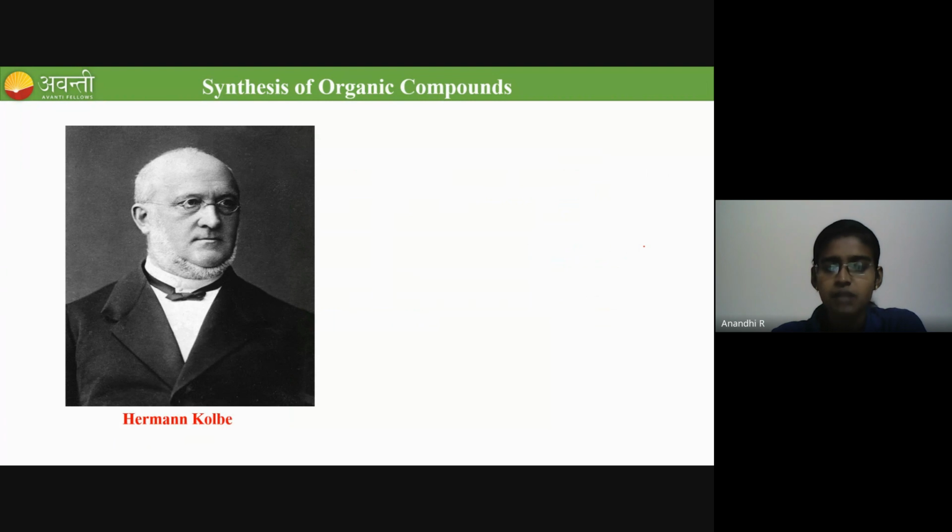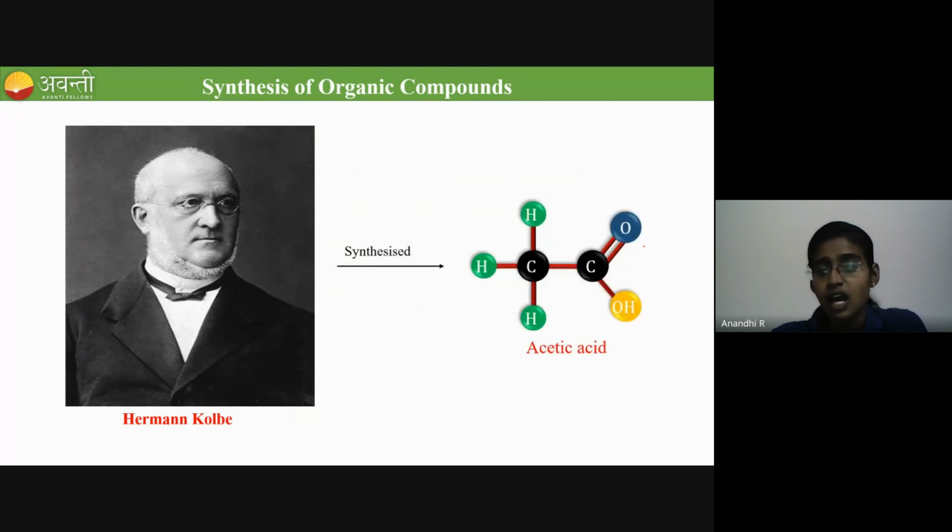Thirdly, one person came. His name is Hermann Kolbe. This scientist synthesized acetic acid in his lab. So the formula is CH3COOH. It is also an organic compound which is made up of carbon, and he synthesized this particular compound in his lab.